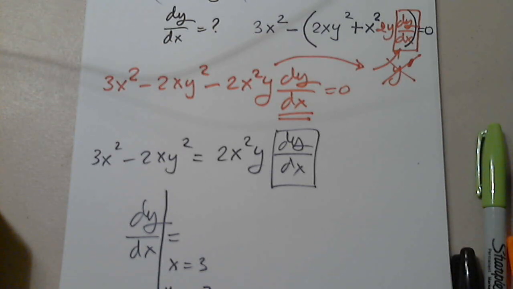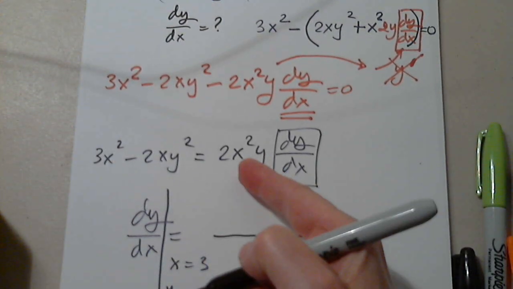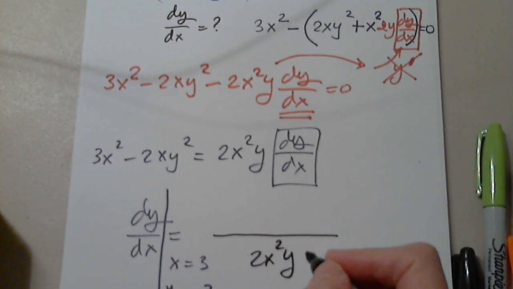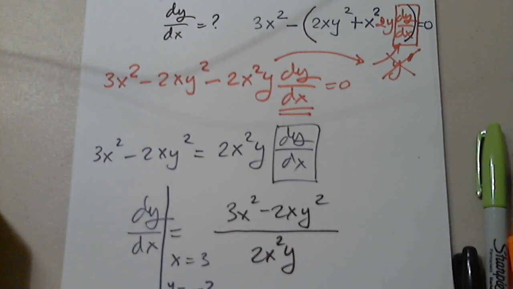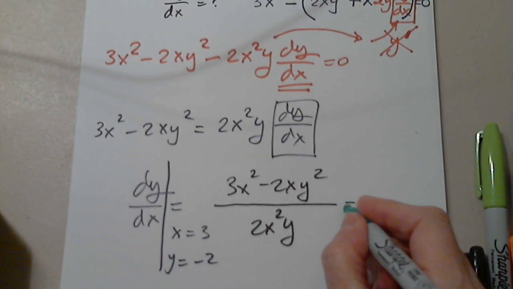It's 3x squared minus 2xy squared over 2x squared y. Exactly, 3x squared minus 2xy squared, indeed. All I have to do is just plug in those numbers, and be very careful how you plug them in.